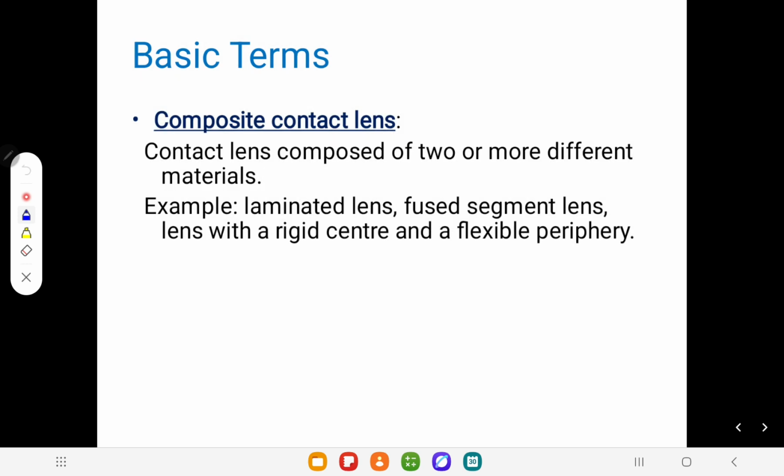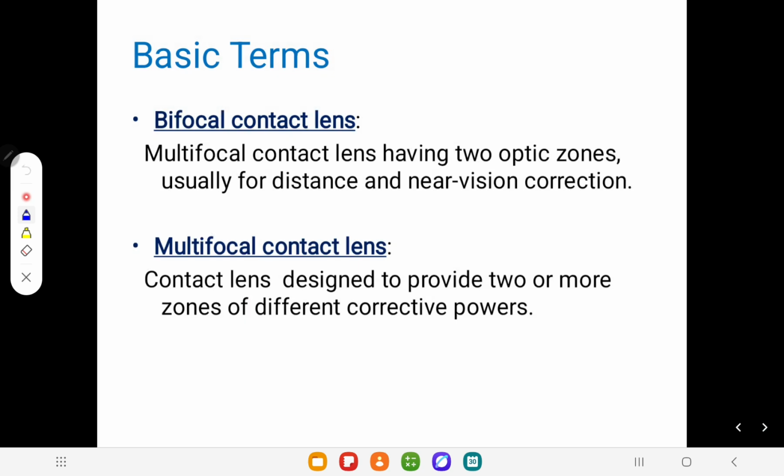So composite contact lens is composed of two or more different materials. Examples: laminated lens, fused segmented lens, and lens with a rigid center and flexible periphery, which is sometimes a hybrid contact lens. Yes, we sometimes call it composite contact lens. It's just a term.